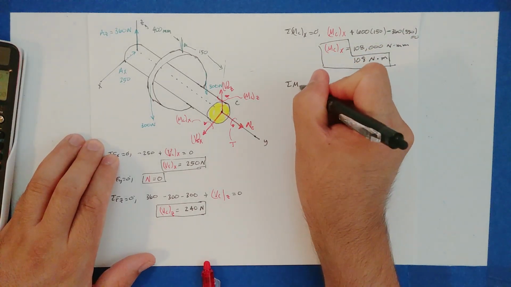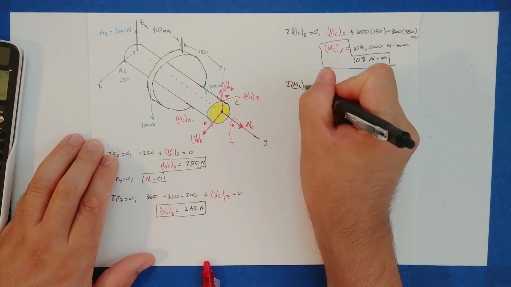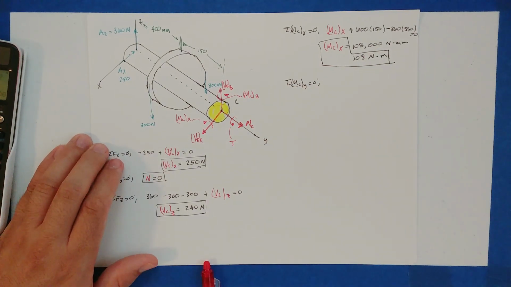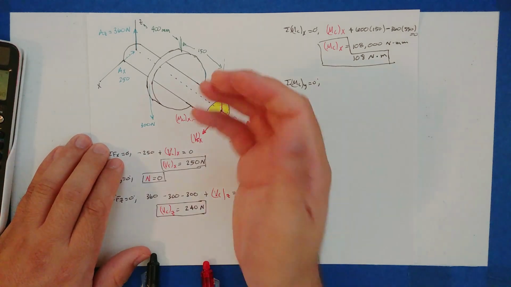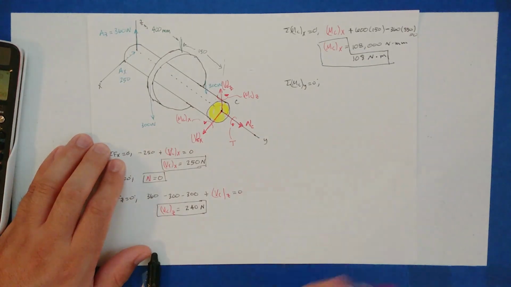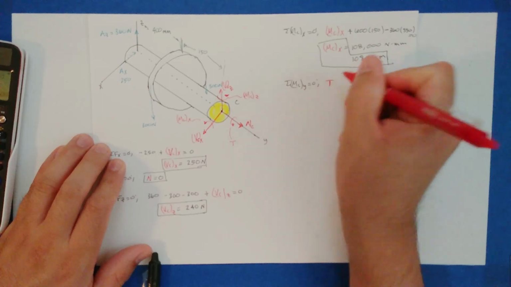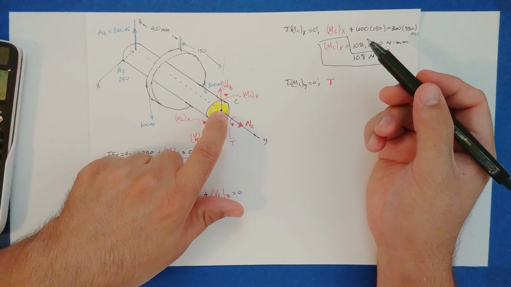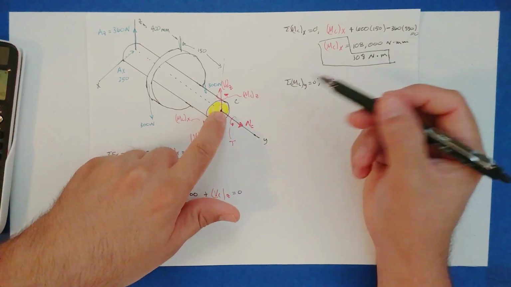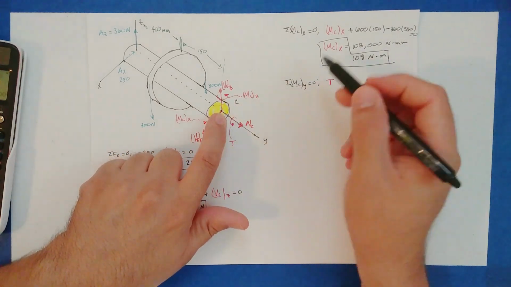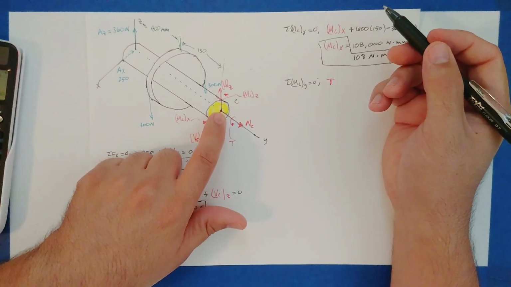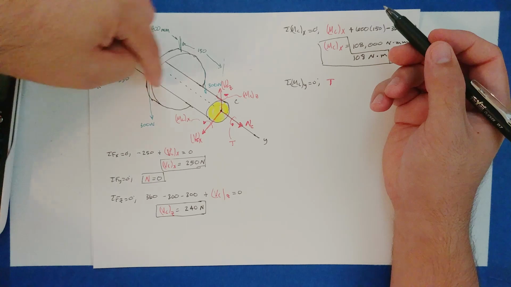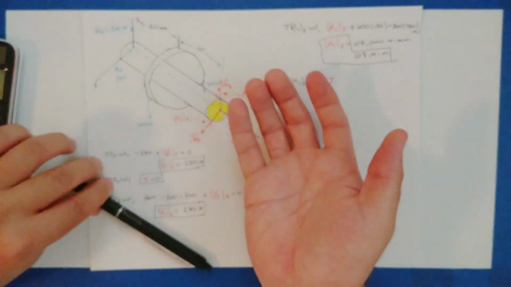Next, let's do the sum of the moments at point C, but now about the y-axis, and make that equal to 0. So what do we have about the y-axis? We have this moment, which we call the torque, right? So we got the torque. Nothing else here in red is going to generate a moment about the y, right? Because the forces pass through the y-axis and the moments are in other axes. Next, we have the 300 Newton forces, one on each side. So these two have an effect.